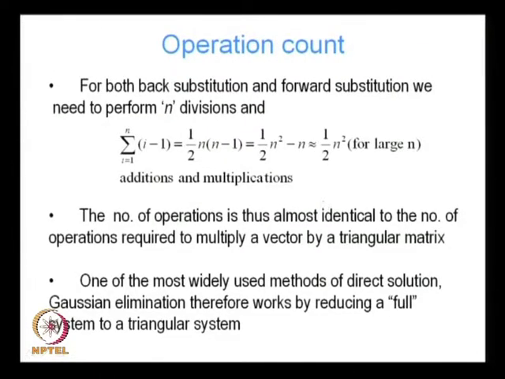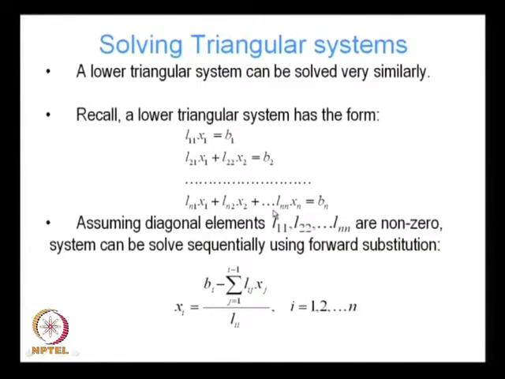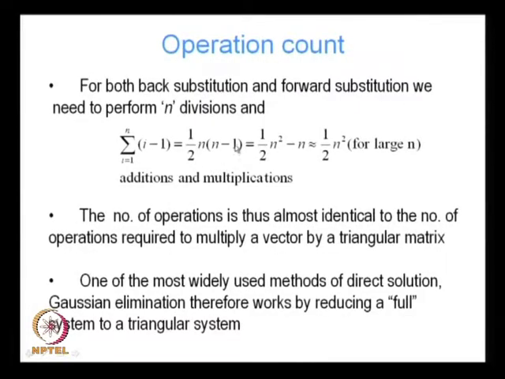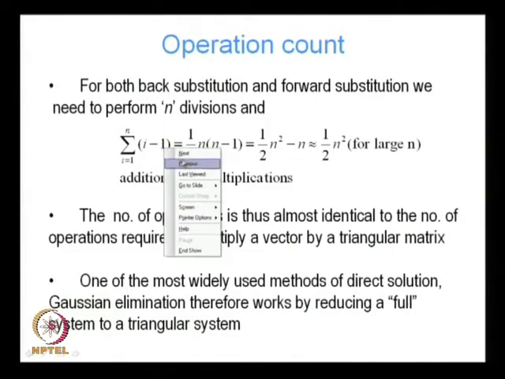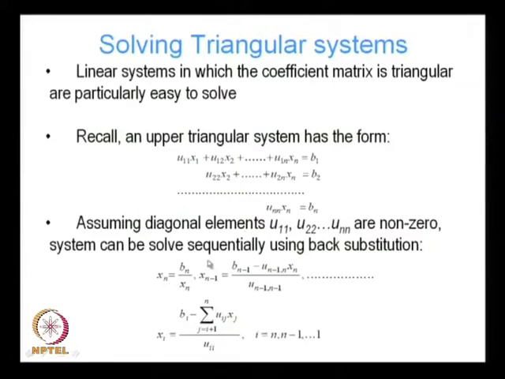For both back substitution and forward substitution, we need to perform n divisions. Why do we need to perform n divisions? Because for each equation we have to perform one division, so n divisions, and for each equation we have to perform sigma i is i minus 1 additions or multiplications. Let us take a look at our equations, and I think that would make it clear.